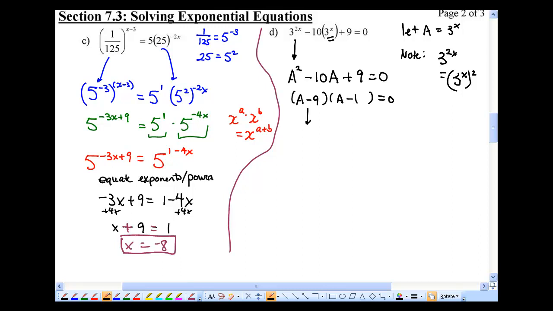And so when we solve this, we get a minus 9 equals 0, or a equals 9. When we solve this, we get a minus 1 equals 0, or a equals 1. And you think you're done? Let's go back and resubstitute. So what do we have? Resubstituting.